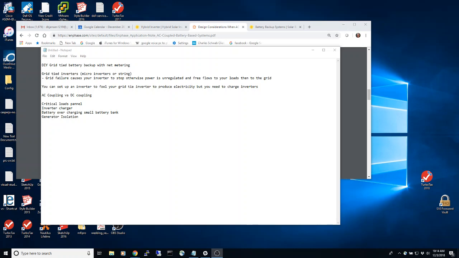Well, I've been struggling with trying to figure out an inexpensive way to use my solar panels that I already bought to produce electricity when the grid failure happens. And it's not that simple or inexpensive, I found.